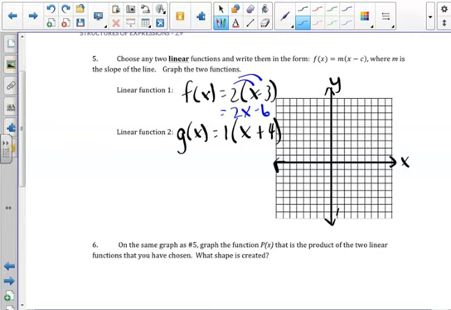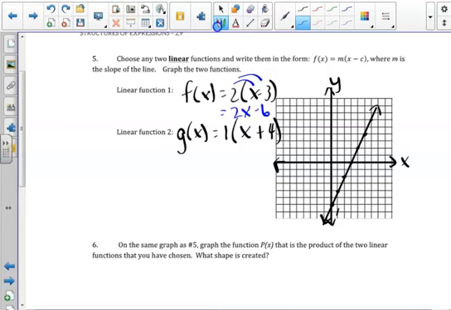I did distribute the 2 to get 2x minus 6, and I'm going to graph that. So we plot the y-intercept first. I'm going to go to -6, and then I'm going to run to the right 1, rise 2, run to the right 1, rise 2, so that I can graph that line with the slope and the y-intercept. So that line will look like this.